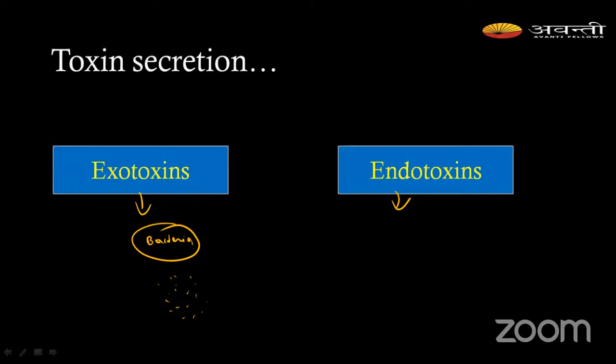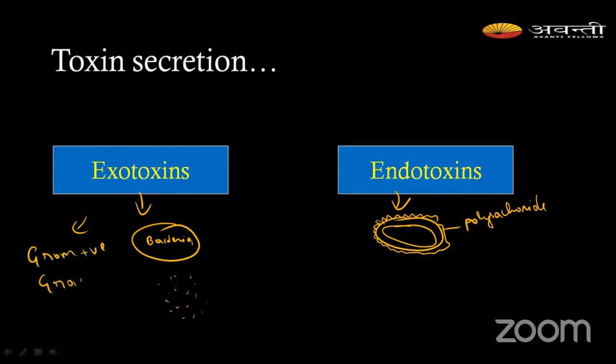Exotoxin. When we're talking about the endotoxin, students, have you learned about the cell wall of the bacteria? On the cell wall of the bacteria, it has a polysaccharide coat. So this is going to act as an endotoxin. The exotoxin is released by both gram positive and gram negative bacteria. But the polysaccharide coat is present only in gram negative bacteria. Endotoxin is produced by only gram negative bacteria.